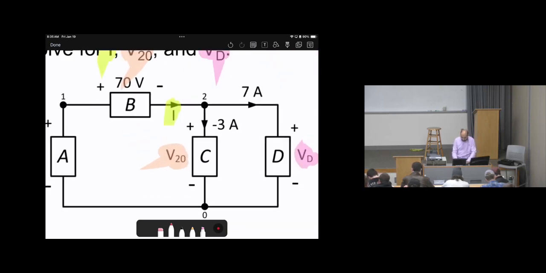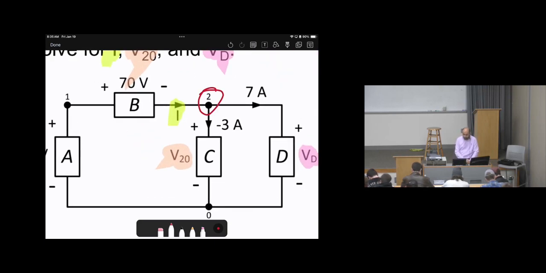How about applying KCL at node 2? Do you think it is a good idea? Let's see if we have only one unknown or not. This current is unknown. This current is known. This current is known. Perfect. That's what I want: look for a KVL or KCL such that there is only one unknown. Then KCL at node 2 is a great approach.